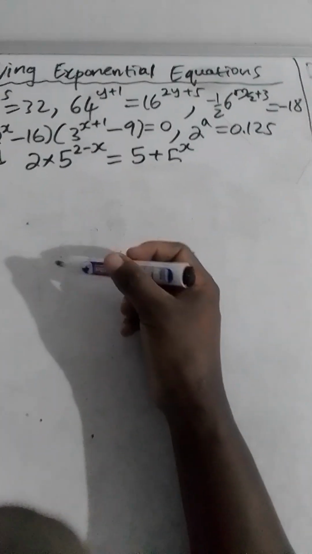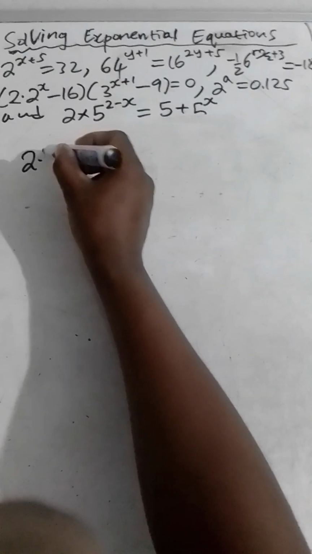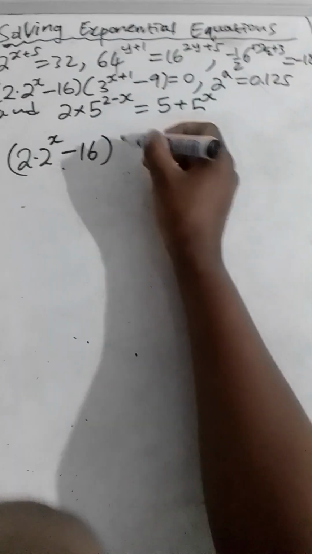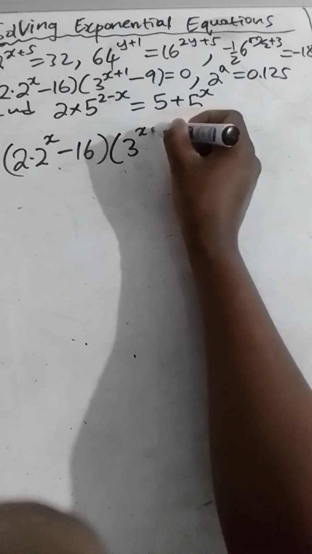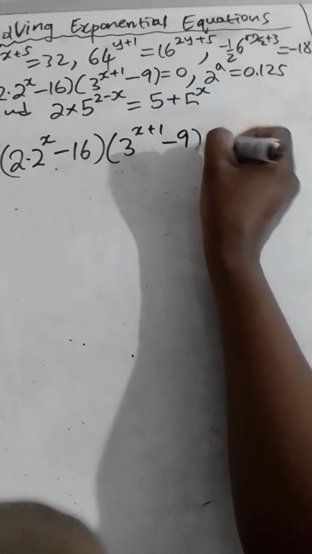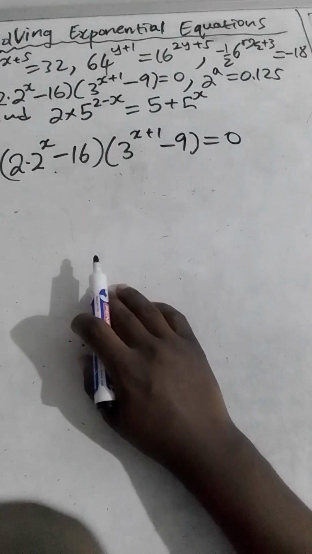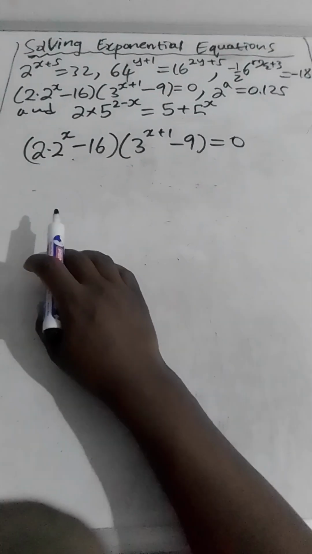Now let's go to the next one. The next one is 2 times 2 to the exponent x minus 16 into 3 to the exponent x plus 1 minus 9 equals 0. Now, let's look at this carefully.